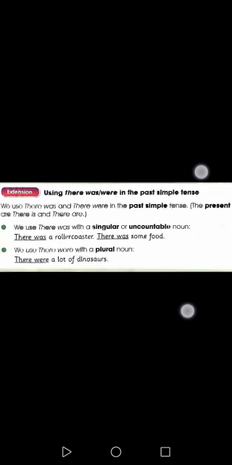In the first example, there was a roller coaster. We use was here because roller coaster is singular. The second sentence, there was some food. Food here is an uncountable noun.